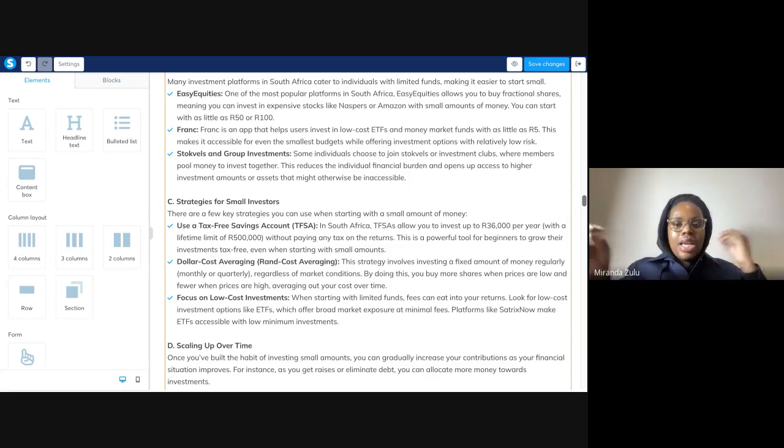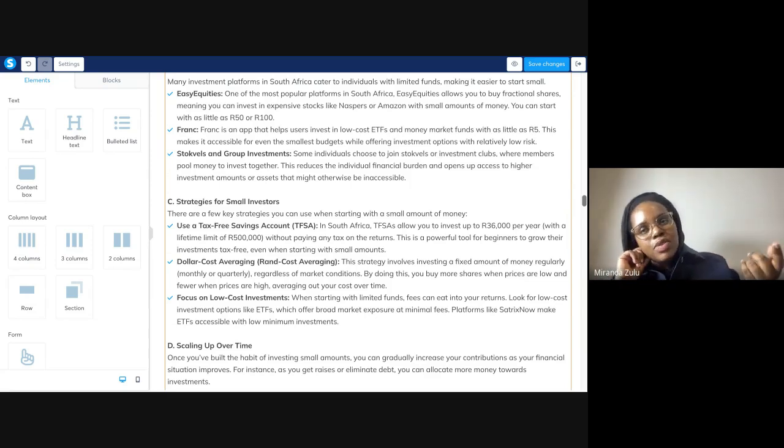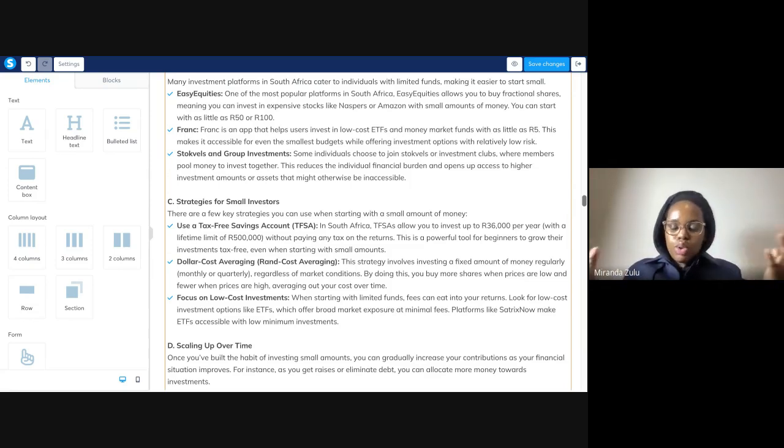Tax-free savings account is the account name, but what you invest in it is the different asset classes, and that's determined by where you open your account. So you might open a tax-free savings account at a bank and it will be an investment account. But if you have one with Easy Equities, for example, in my tax-free savings account I invest in ETFs. And so that's how I invest in my TFSA.